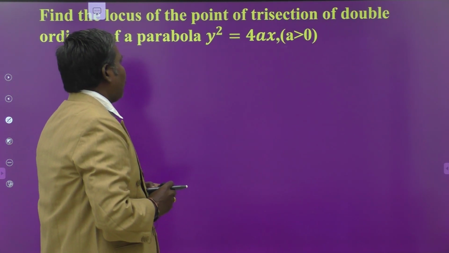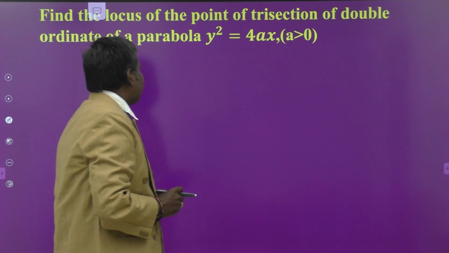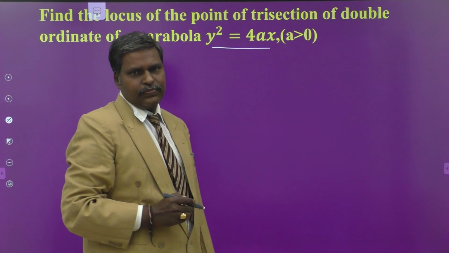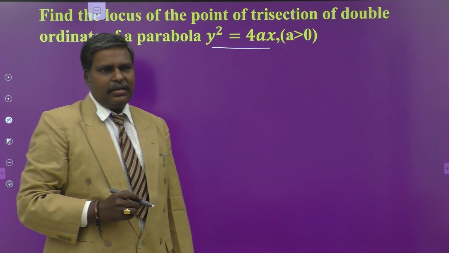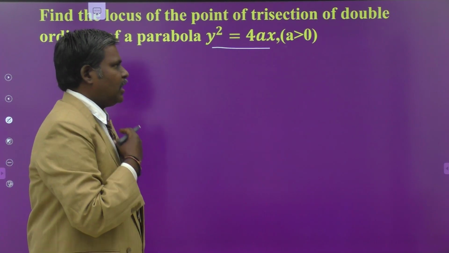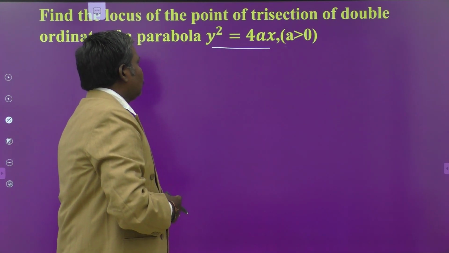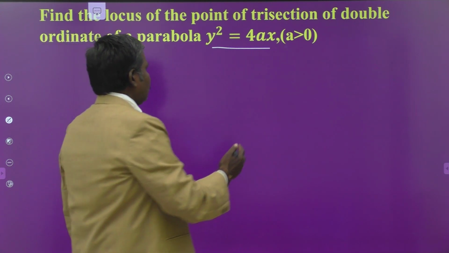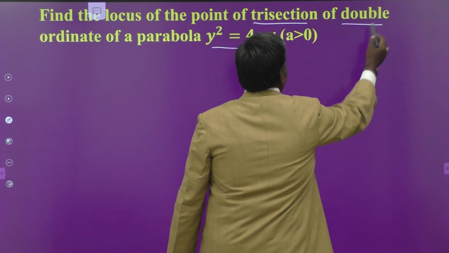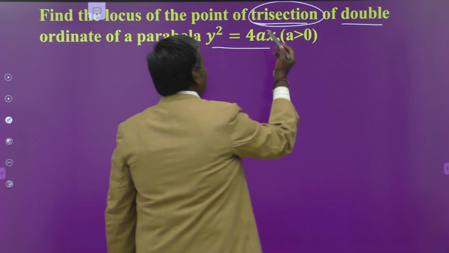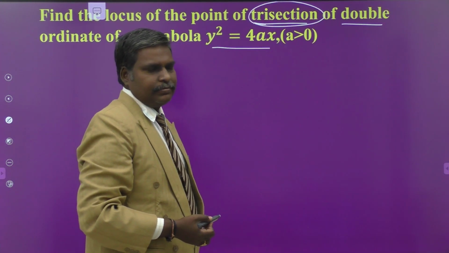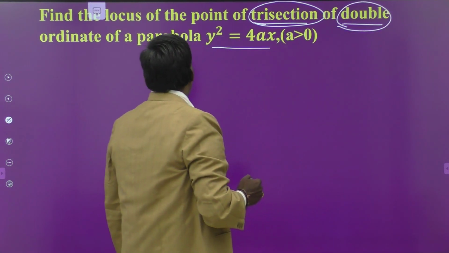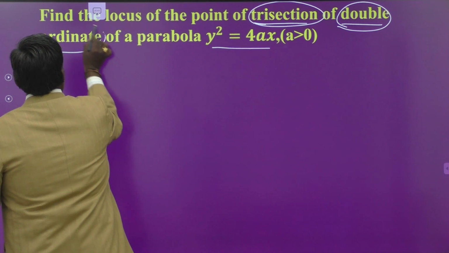Find the locus of the point of trisection of double ordinates of the parabola y square is equal to 4ax, a greater than 0. Very interesting question and very important also. Here, two things you have to know. What is trisection? What is double ordinate? Trisection point already you know in the first year itself. And also, this is a very important definition in your conics. Double ordinate. This is a single word.